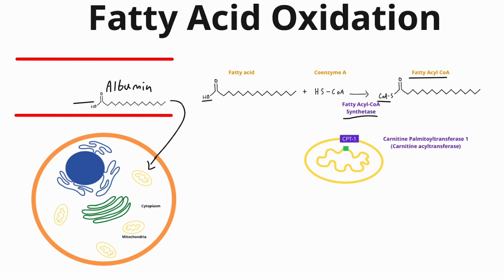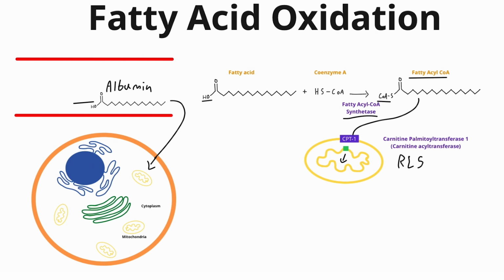fatty acyl coenzyme A. Once that's made, it's going to get transferred into the matrix of the mitochondria, and that's carried out by multiple enzymes, but the most important one, and the one that you need to have memorized, is CPT1, or carnitine palmitoyltransferase 1, which is also called carnitine acyltransferase. And this is also the rate-limiting step of all of fatty acid oxidation.